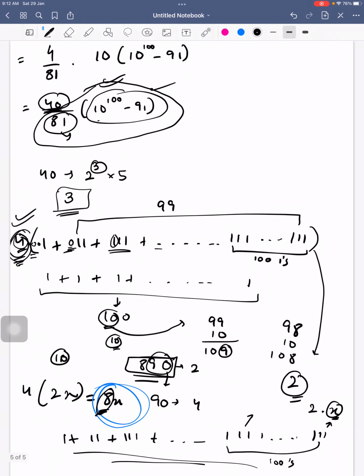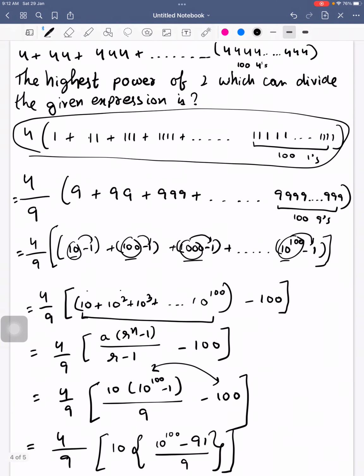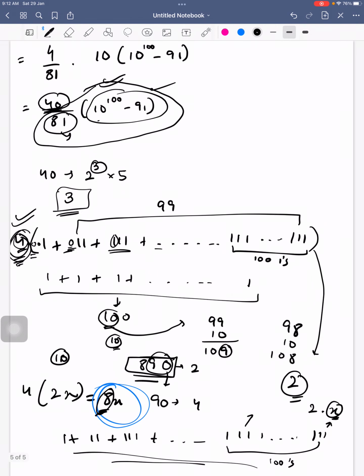You can use the method that you're comfortable with, but I think this is the easiest that can be done fast, I mean in an objective exam. Thank you.